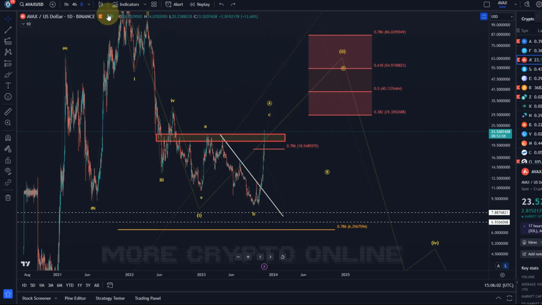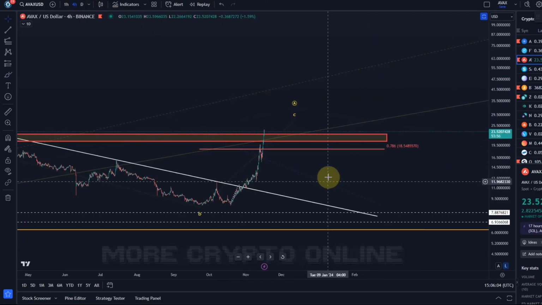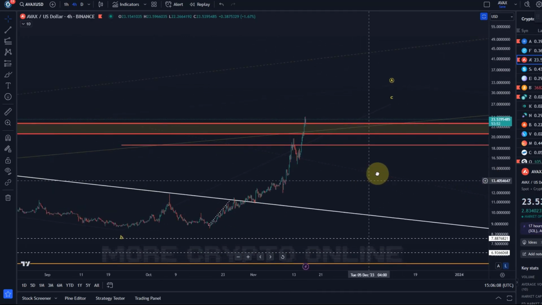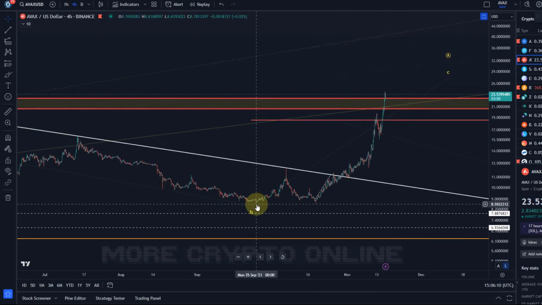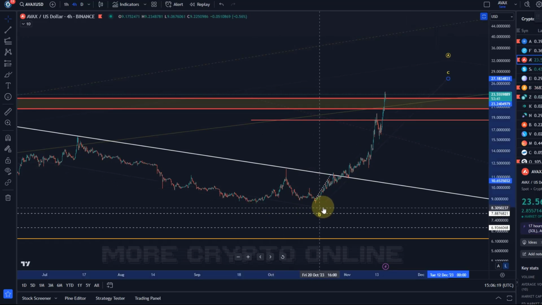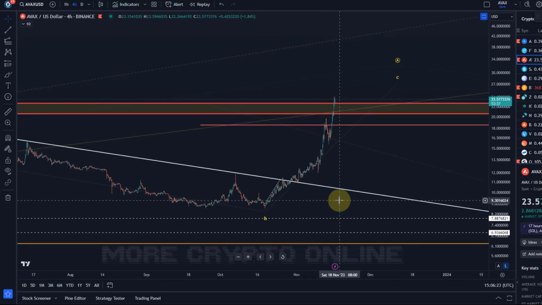And let's look at the shorter time frame count. This is really difficult to determine what we've got here because of this structure. On some exchanges, this low, which was made on the 18th or 19th of October, was actually lower. So the low point could be here. It really is hard to say.